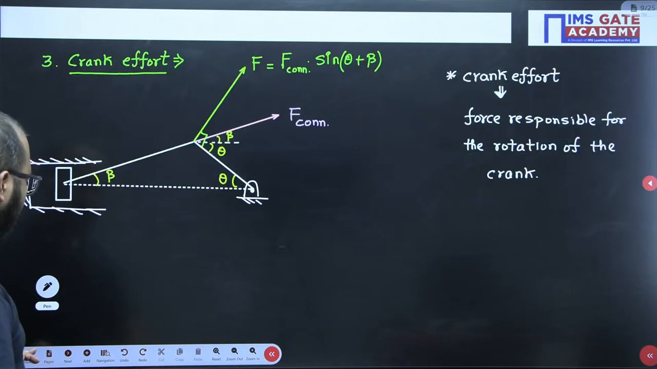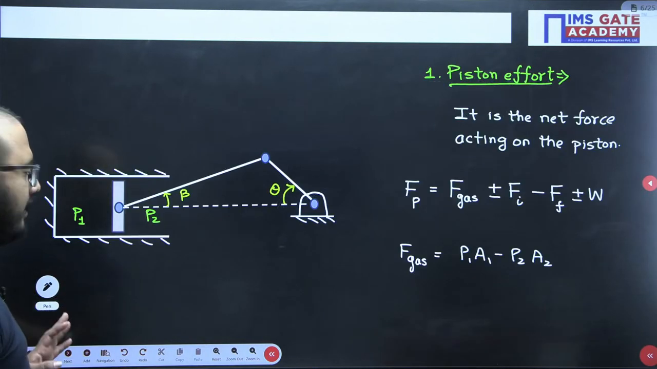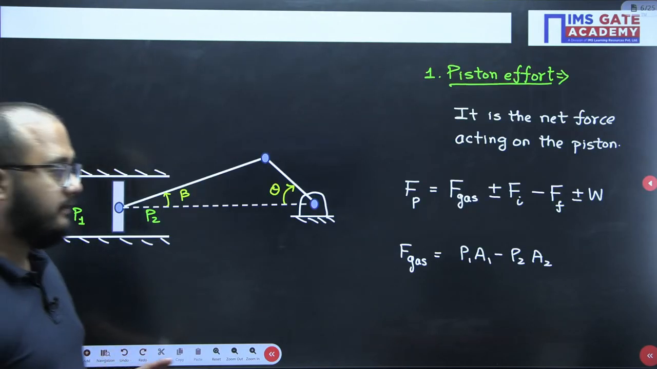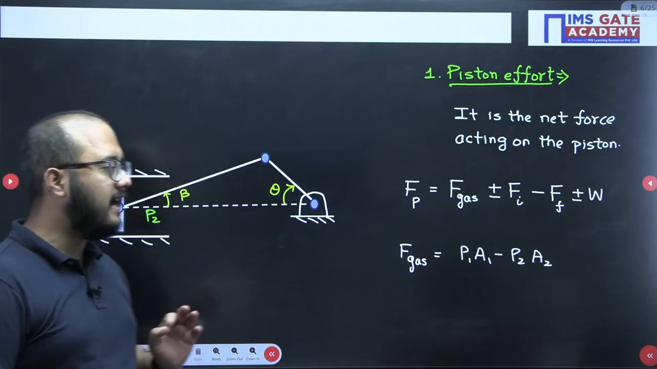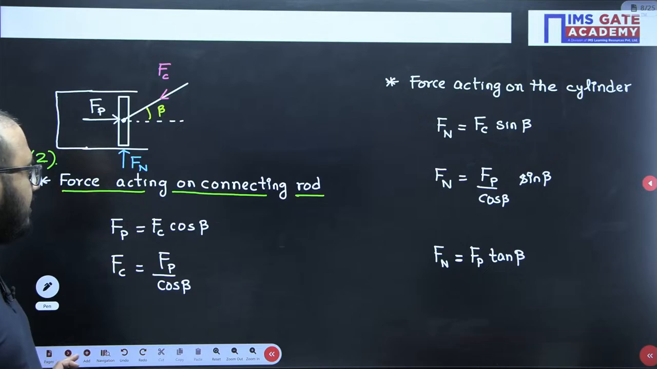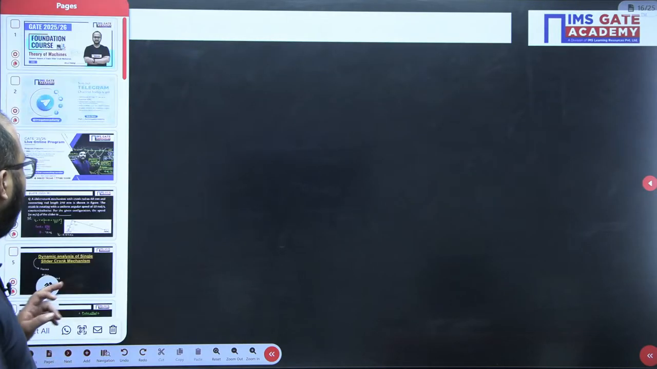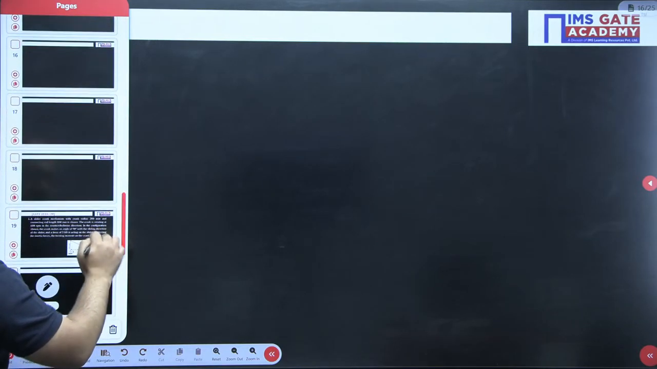So fine. We have discussed completely the dynamic analysis part, okay? And previously we have solved questions regarding the velocity part. Any doubt till this point, you can ask in the chat box, guys. Right now, after that we will be solving questions that were asked in the examination, starting with this problem.